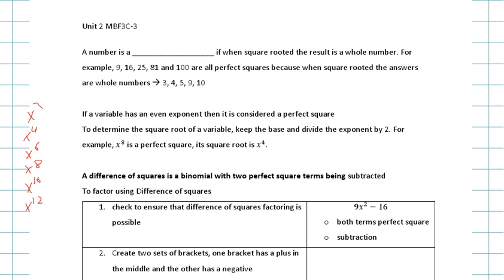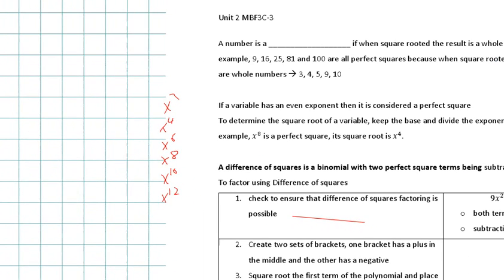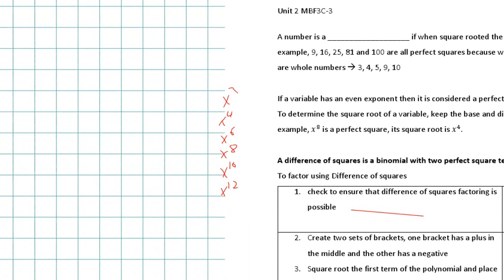Okay? So let's look at this example. If I have 81 x to the power of 6, can you tell me if this is a squared term or not? Here's what you have to look at. Is 81 a squared number? Yes, it is, because 9 squared gives me 81. That's the first check. The second check, you look at the letter. Does the letter have an even exponent? Yes, it does. Then this is a squared term.